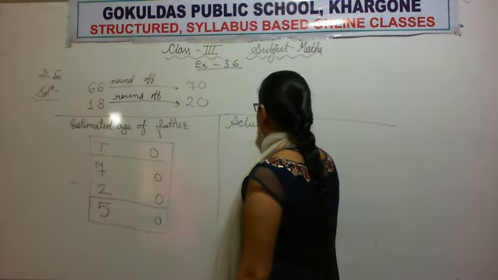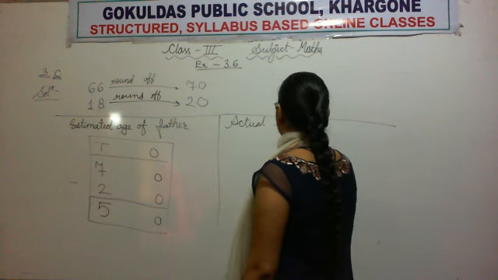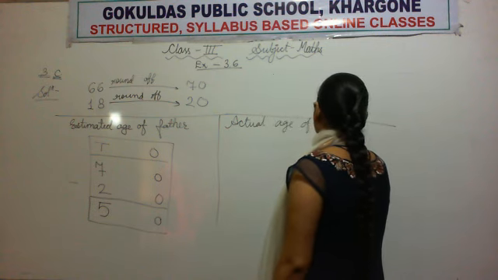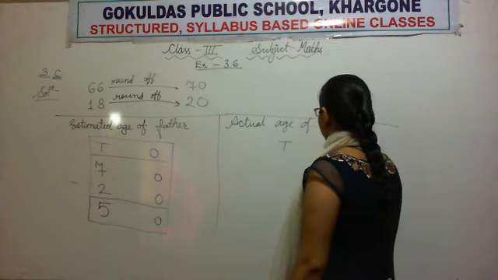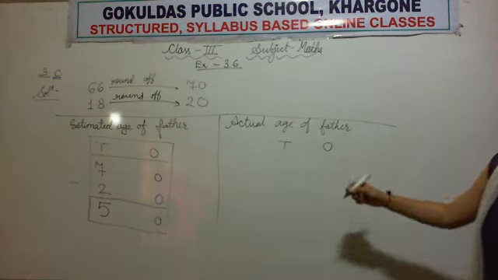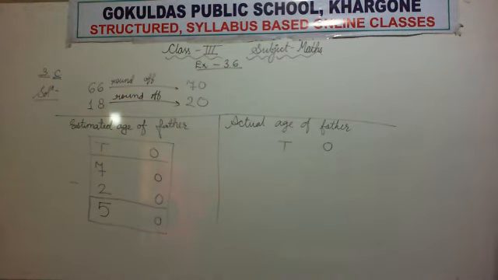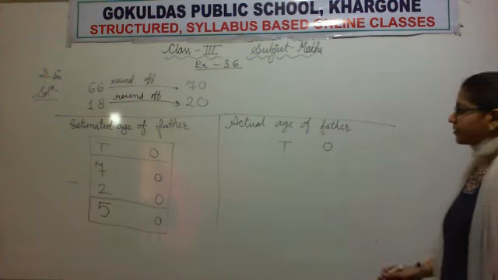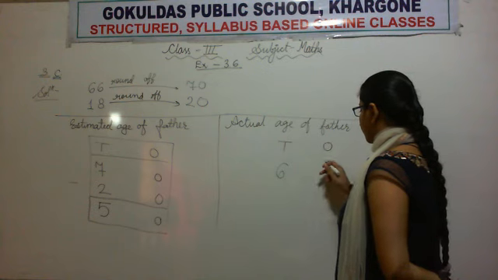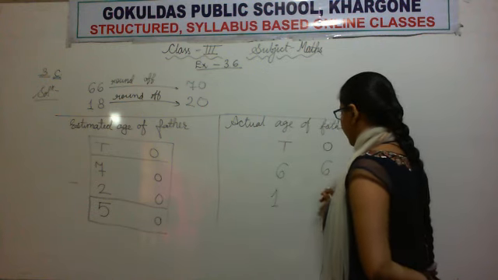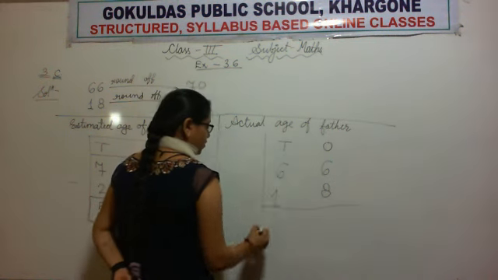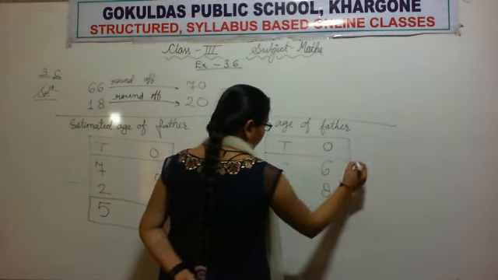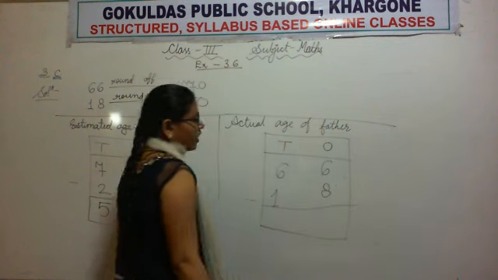Let me write actual age of father. Let's write tens and ones first. For finding out the actual age, we will take the actual numbers. So what are the actual numbers? 66 and 80. 66 and 80. So now we will subtract ones from ones.